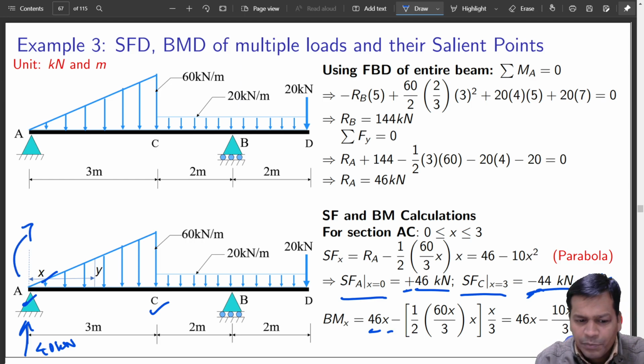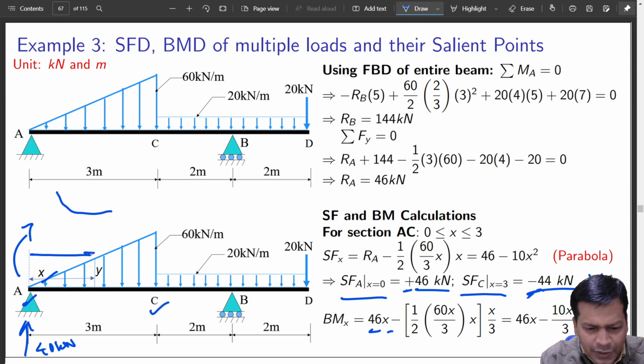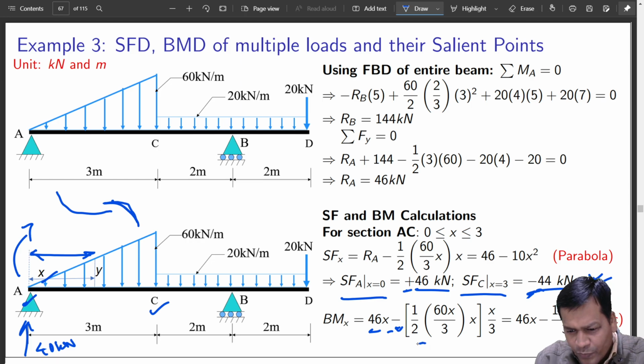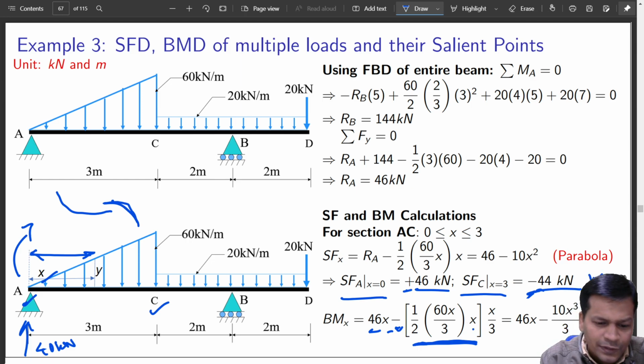So it is positive because it is trying to make your beam bend something like this. Whatever load is from here to here is tending to make your beam something like this, is it not? So that is the reason it is negative. Now using a similar approach, it is 60/3 into x, x by 3 is the place where it is acting, x by 3 is this location.